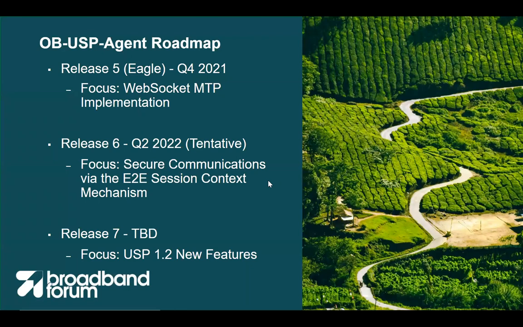So yeah, I just wanted to go through the roadmap real quick before I turn it over to Jason to go through the last few slides. The OB-USP agent group is currently working on release 5, which is called the Eagle release. We're looking at a Q4 timeline this year, so probably within the next few months, if we make our deadline. And we're focusing mostly on the WebSocket MTP for this particular release.